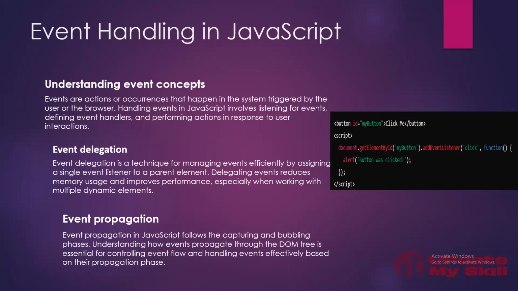So, key concepts of event handling. An event is an action that occurs when the user interacts with a web page. Some examples: click event, mouseover, submit event, and cancel events. Like the buttons, we will always click on the browser, right? So those are the different events.